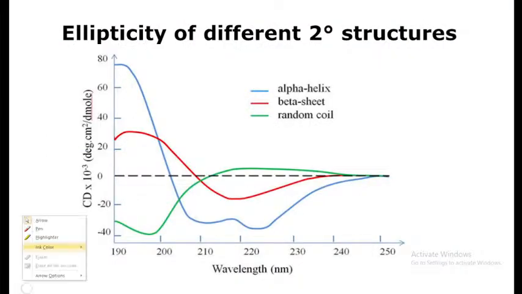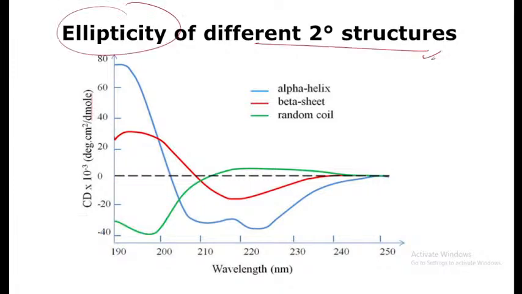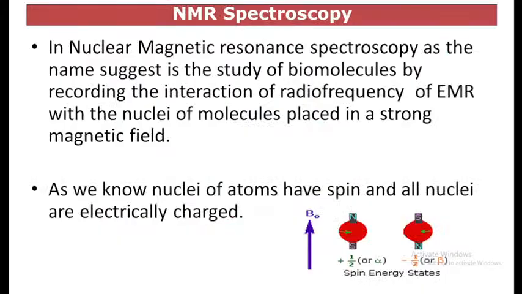Now this is how the ellipticity of different secondary structures looks. This blue line shows the alpha helix, the red line shows the beta sheet, and the green one shows the random coil. You need not go into the depth of this, do not worry, it is just for representation.